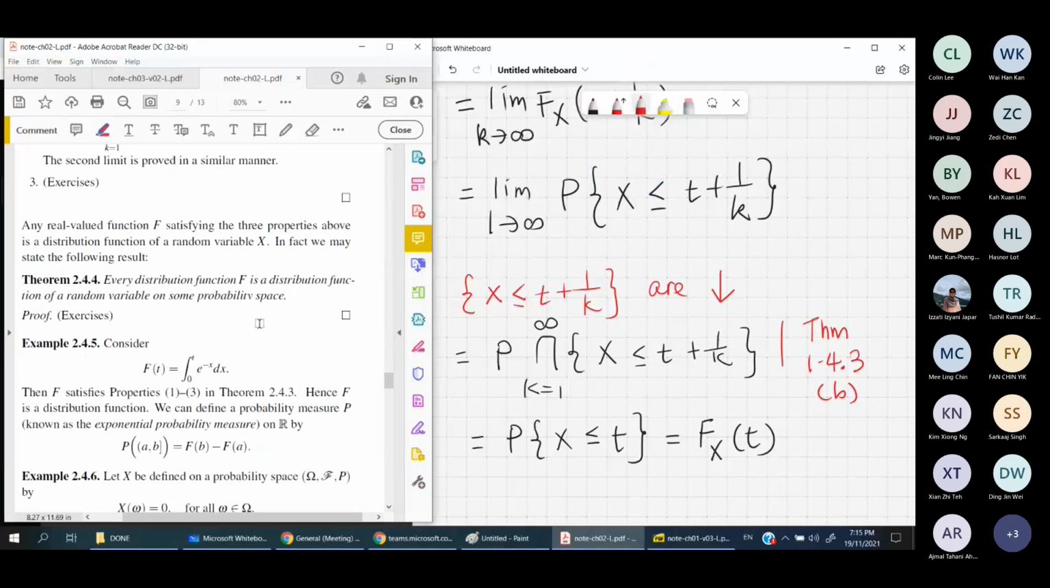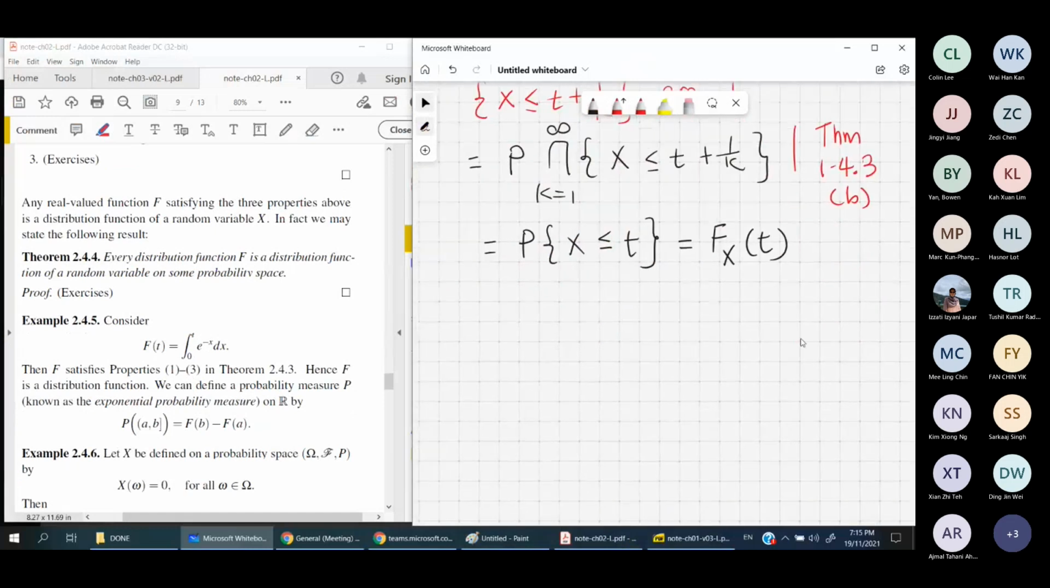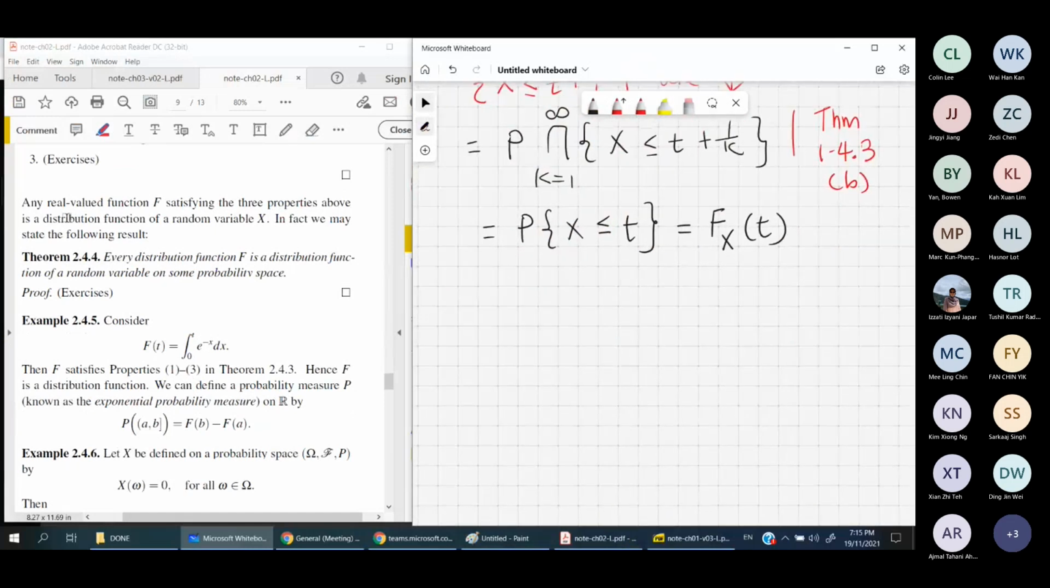Okay, so the next one, we are not going to look at the proof for it, but just give you the ideas for it. Any real-valued function F satisfying the three properties above is the distribution function of a random variable X. That is the idea.